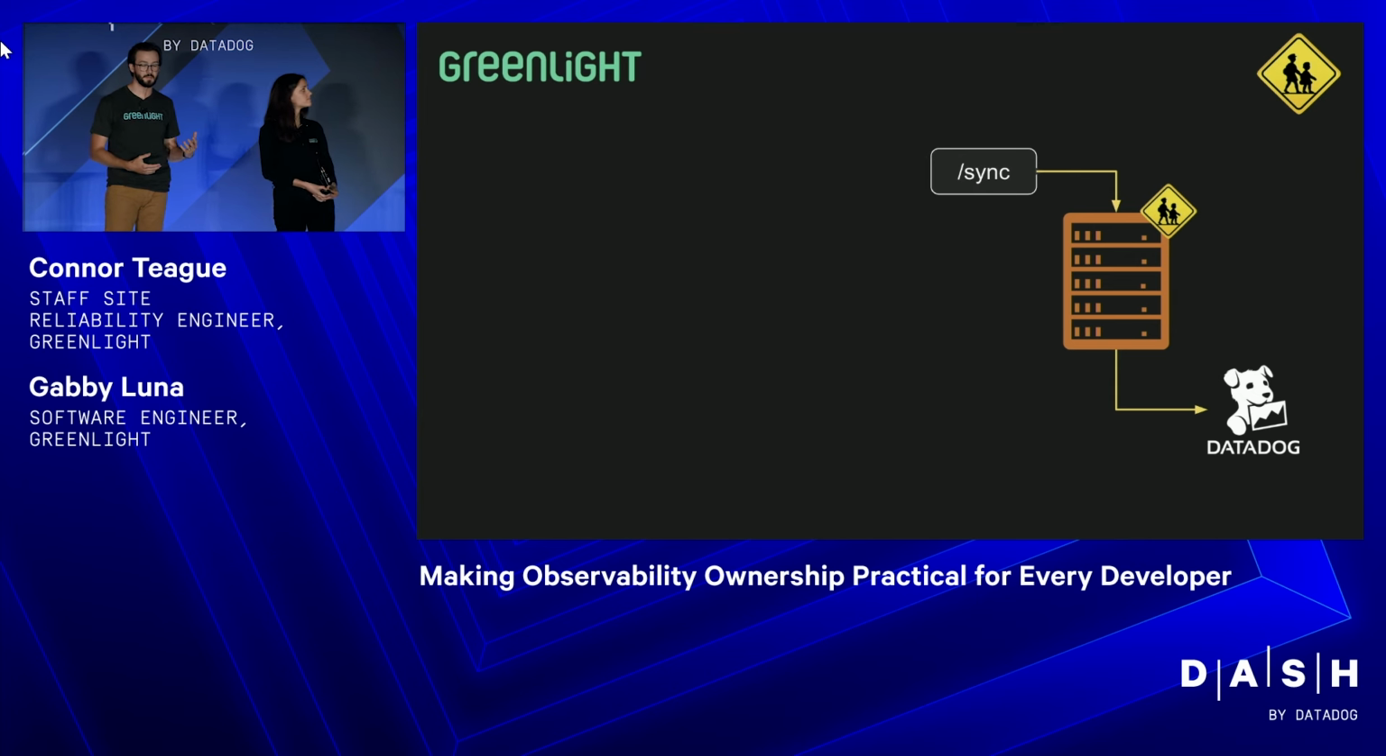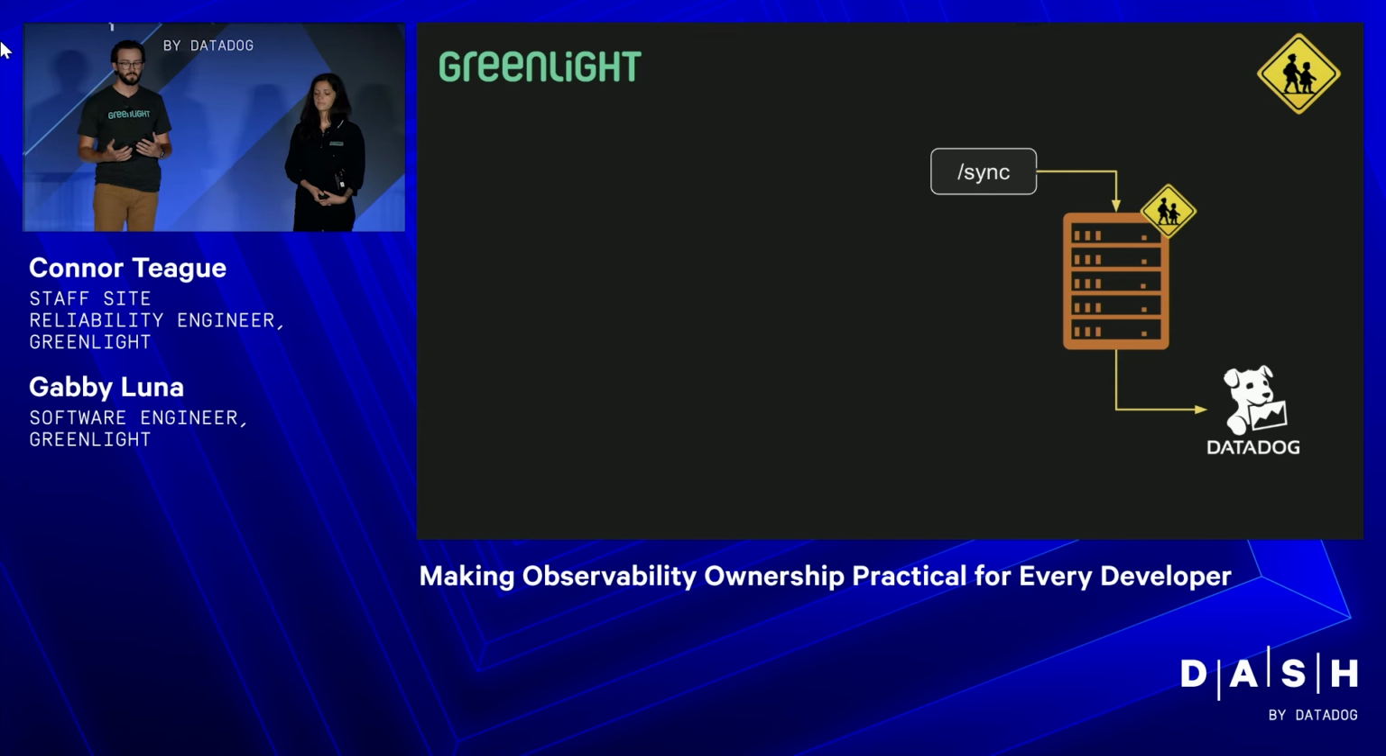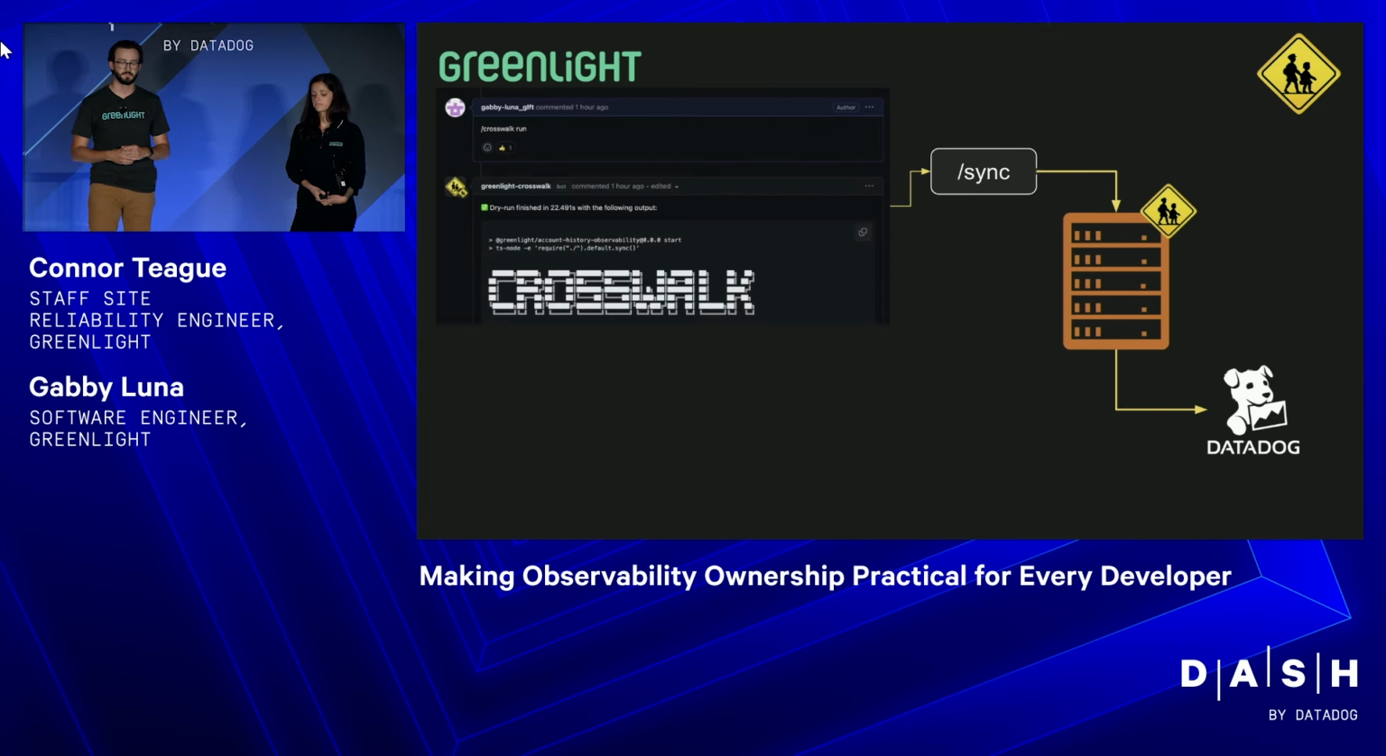So the second part is what we call the Crosswalk server. The Crosswalk server is a node service deployed to our operations Kubernetes cluster in the same way as our other backend services. Its main purpose is to serve traffic on a sync endpoint. Upon receipt of a sync request, Crosswalk will perform one of two actions.